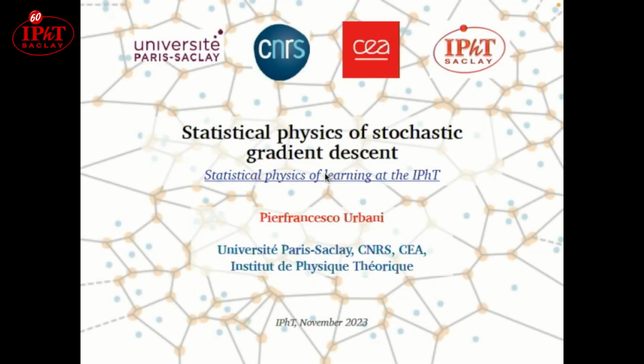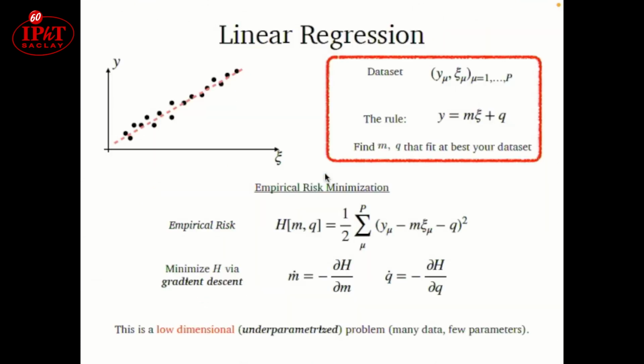So I'd like to just discuss this in the context of a problem that I've been looking at recently, which is how to characterize the workhorse algorithm of deep learning, which is stochastic gradient descent. Okay, so to start, let me just take the simplest problem, which is linear regression.